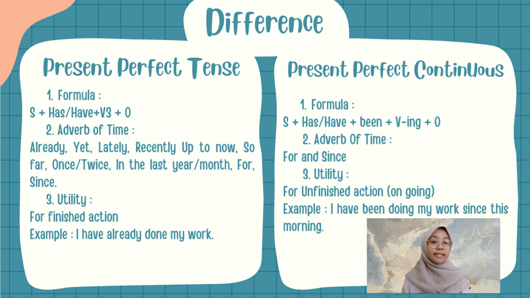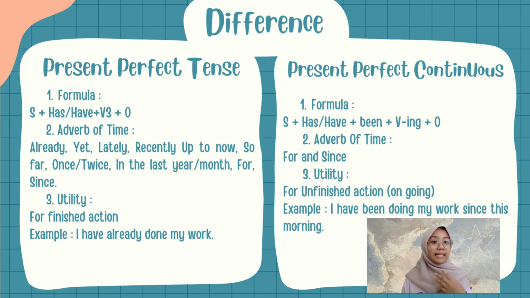The second difference is the difference in adverb of time. Present perfect tense uses information like already, yet, lately, recently, up to now, so far, once or twice, in the last year or month, for and since. While the present perfect continuous uses only two types of information, for and since.